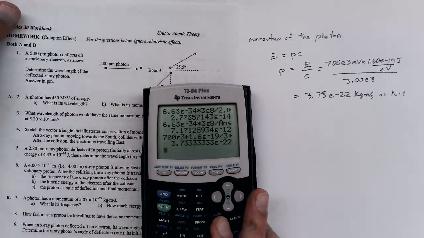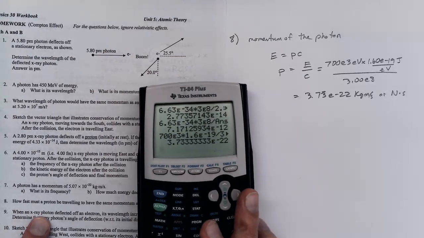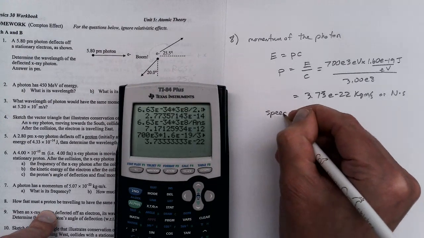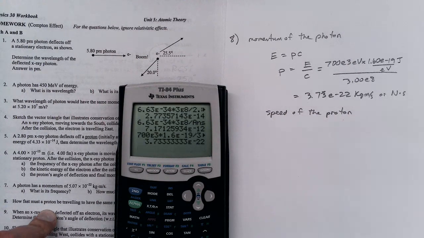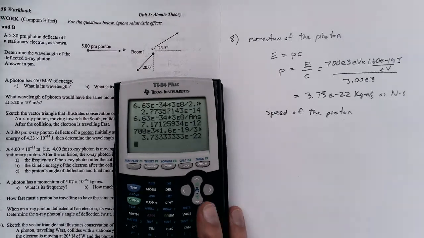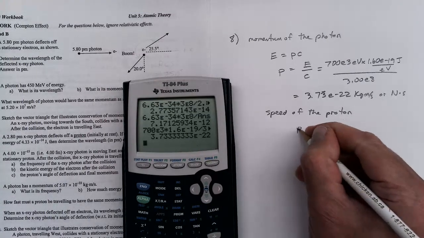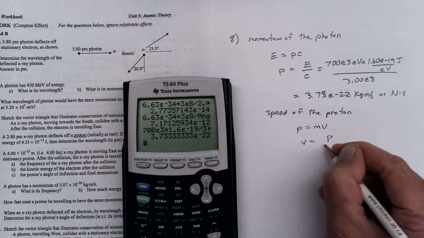All right, now I want to go back and figure out the speed of this proton. Notice that proton and photon are very different. A proton is a charged particle, positively charged subatomic particle, and a photon is a quantum of light. So we've got P equals M times V, and so V is equal to P over M.